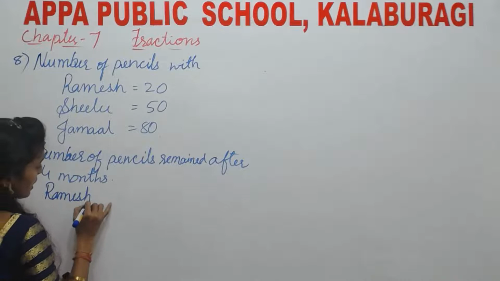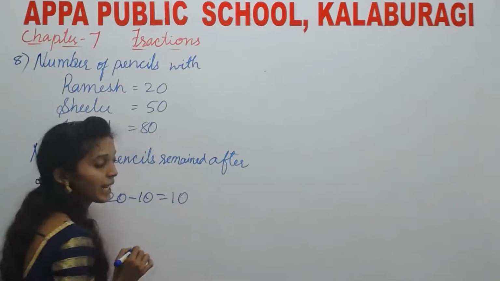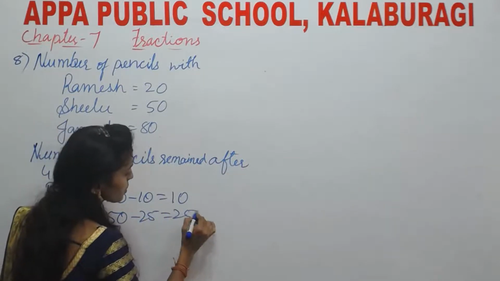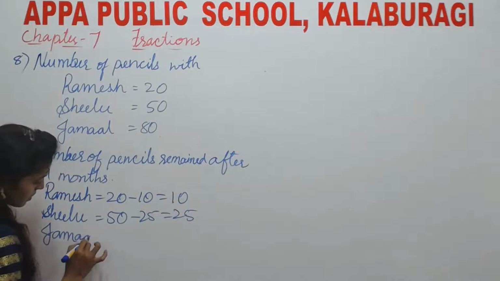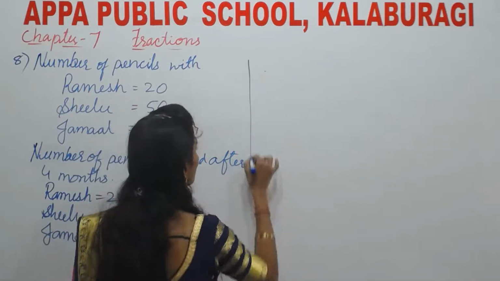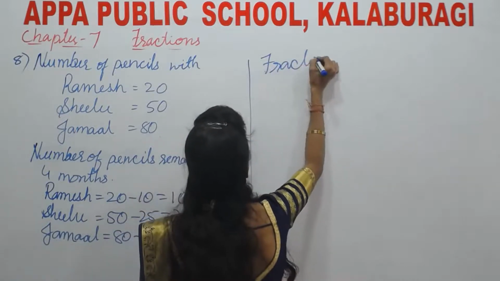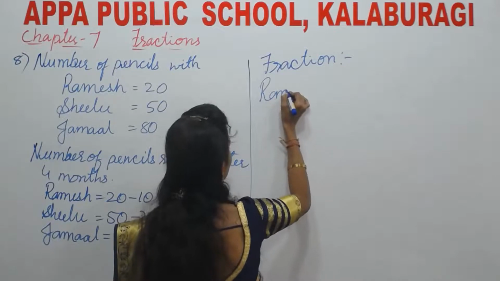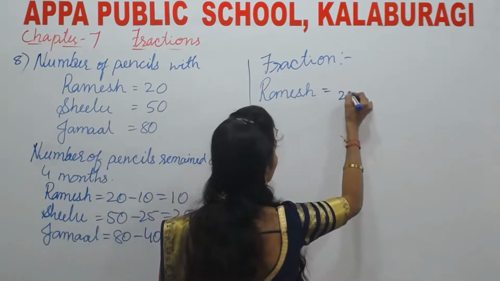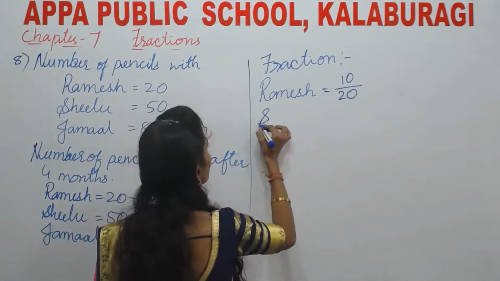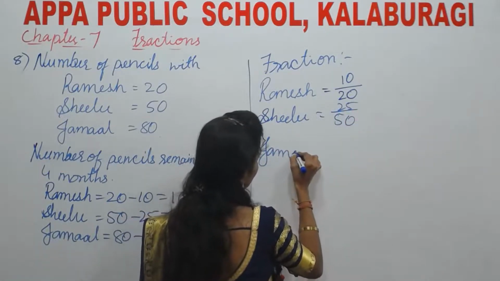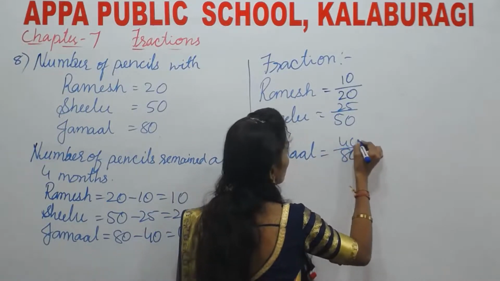So Ramesh had 20, used 10. So 10 is remaining. And Sheelu, she had 50, used 25. So remaining 25. And Jamal, he had 80, used 40. So remaining 40. Now you have to find the fraction. Fraction of pencils used by Ramesh: out of 20, he used 10. Sheelu, out of 50, she used 25. And Jamal, out of 80, he used 40.